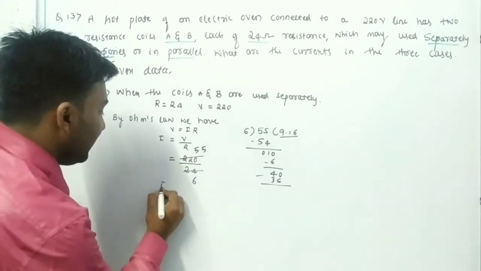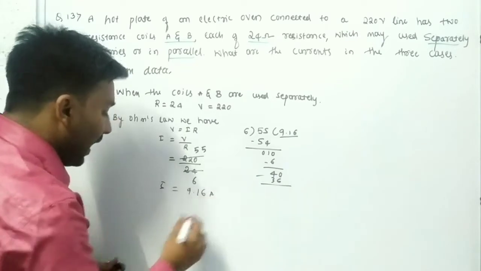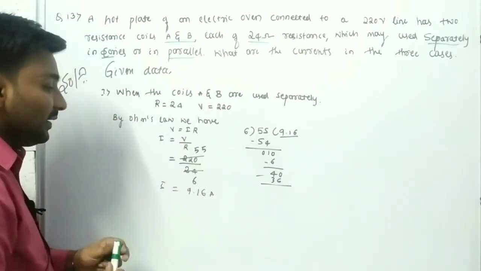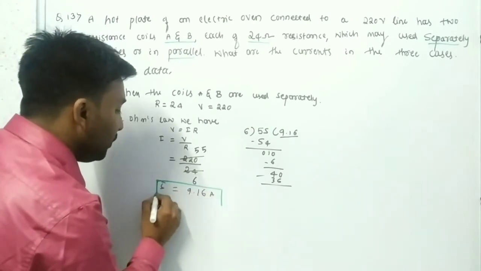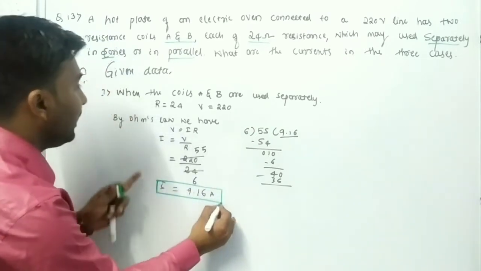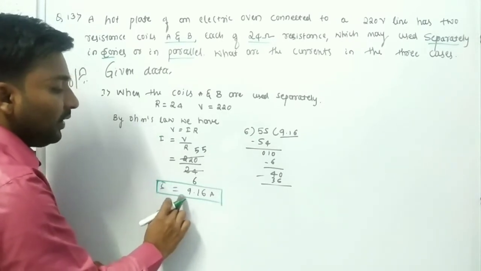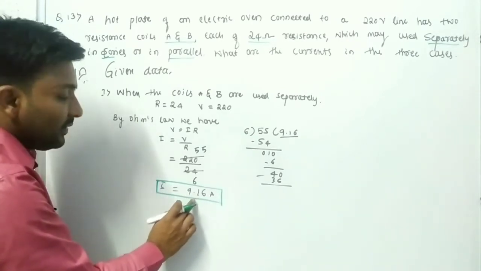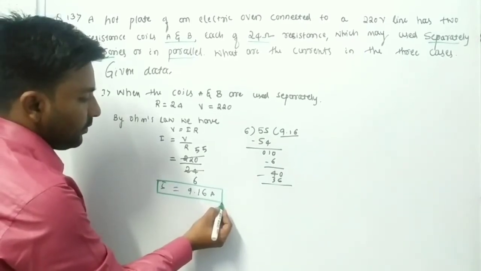So the current is 9.16 ampere. That is, when we use the coils separately, the current flowing through each resistor is 9.16 ampere.